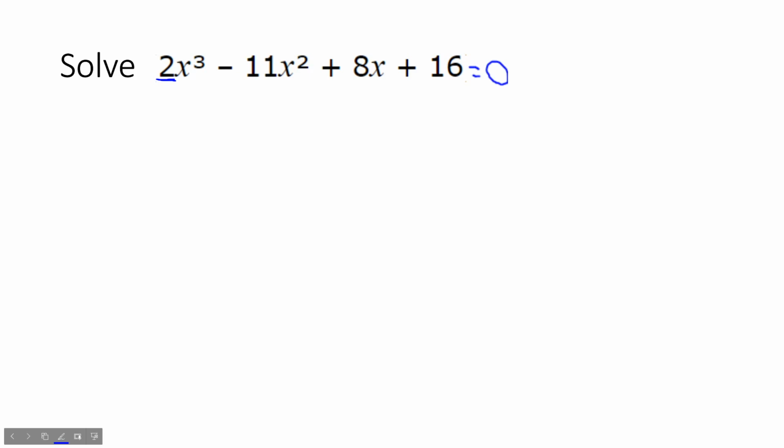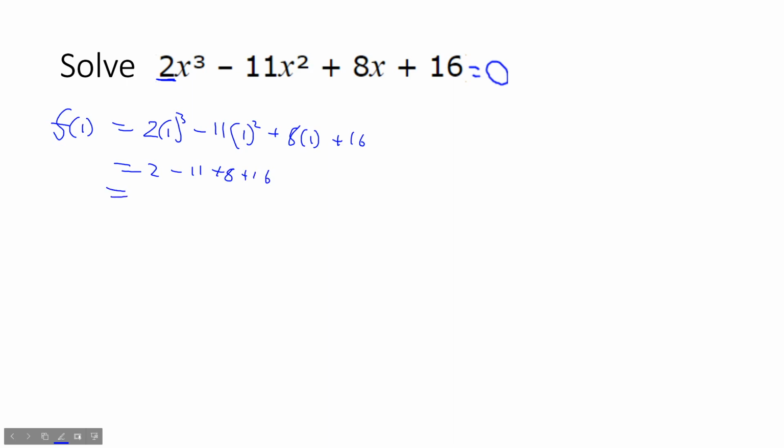So let's try, well, we have a plus 16, so 0 is not going to work. So let's try f of 1 again. So we're left with 2 times 1 minus 11 times 1 plus 8 times 1 plus 16. And what we're left with is 2 minus 11 plus 8 plus 16, which is just going to equal 15. So not 0. So therefore 1 isn't a factor.